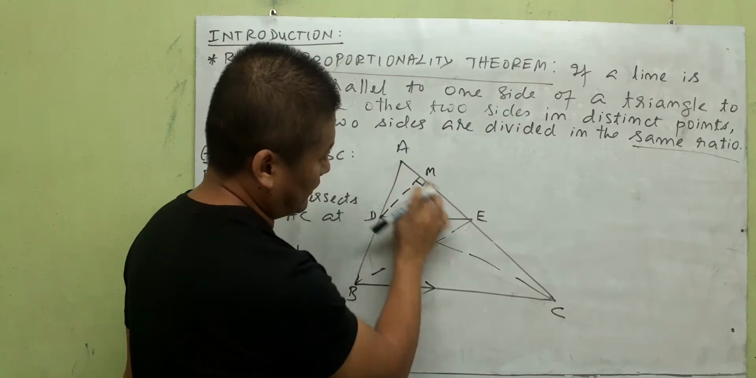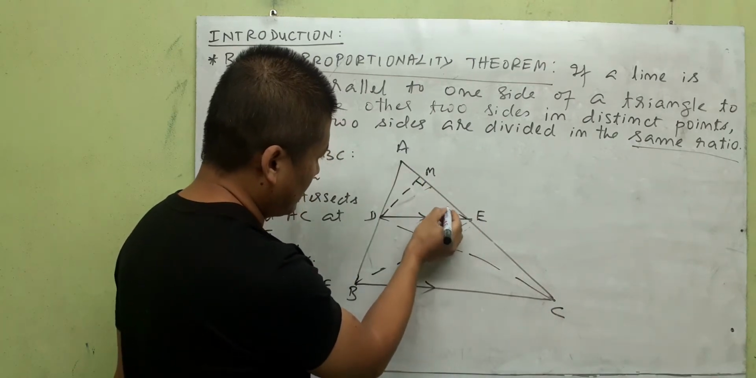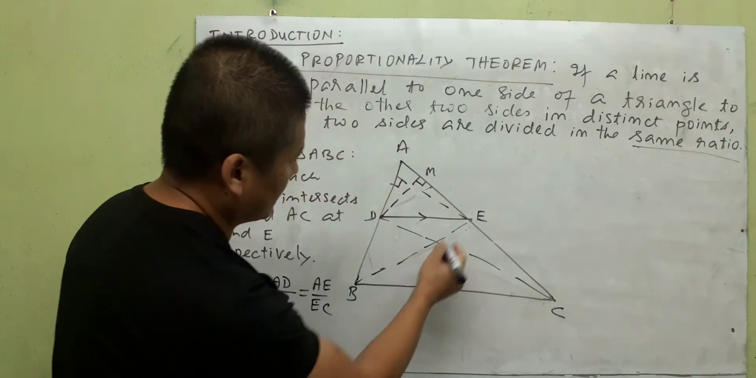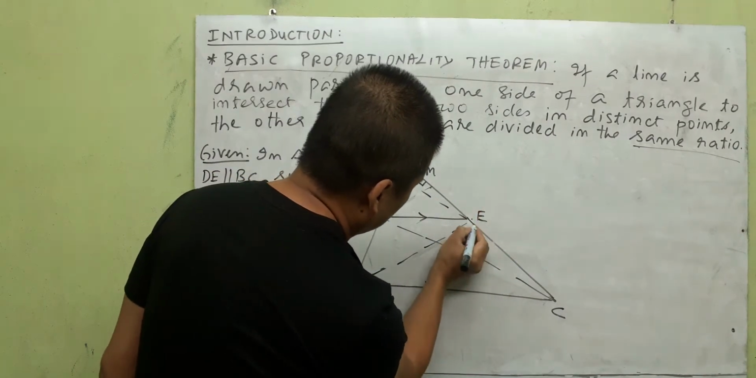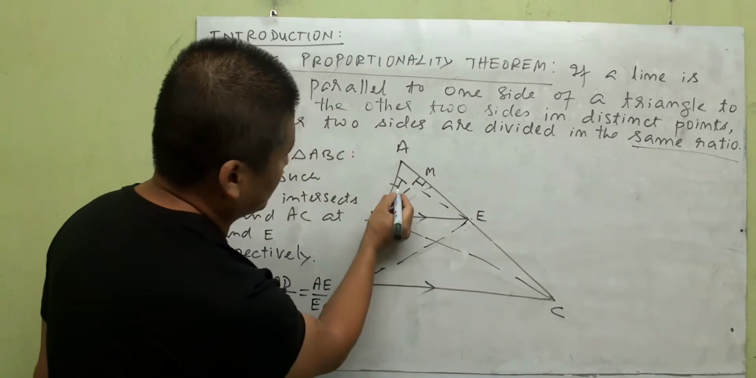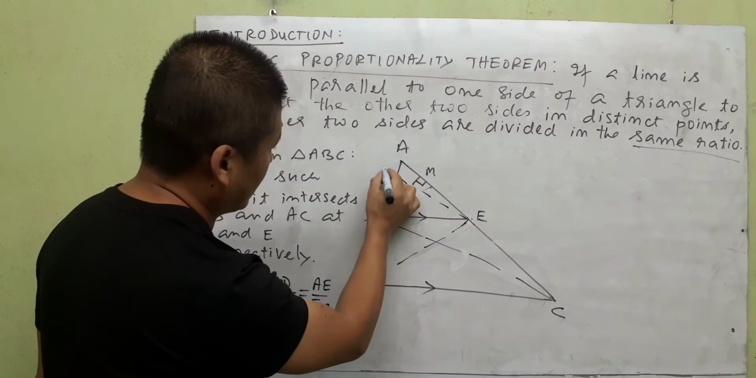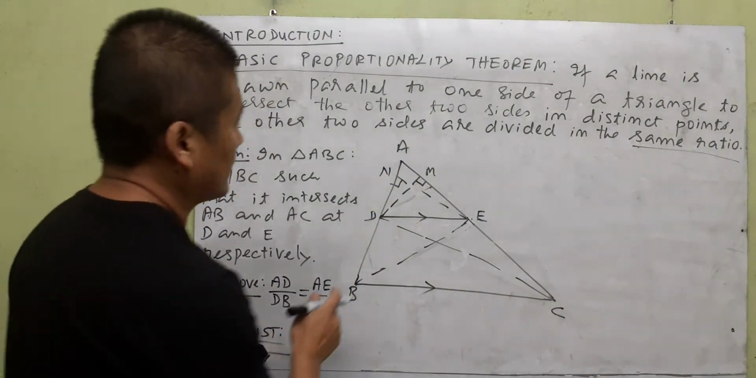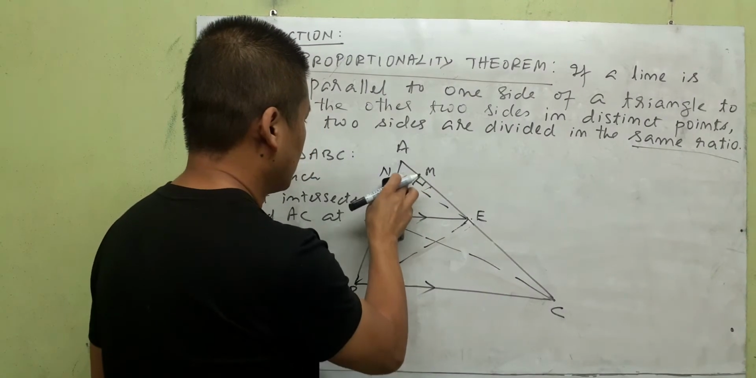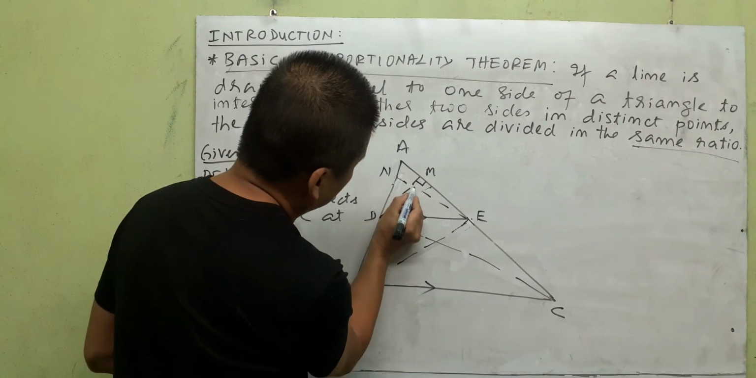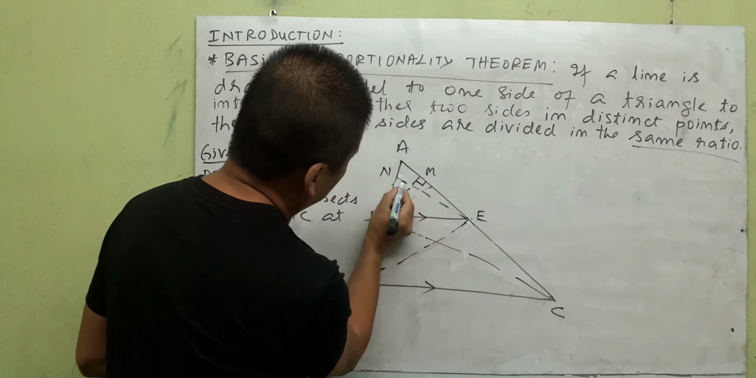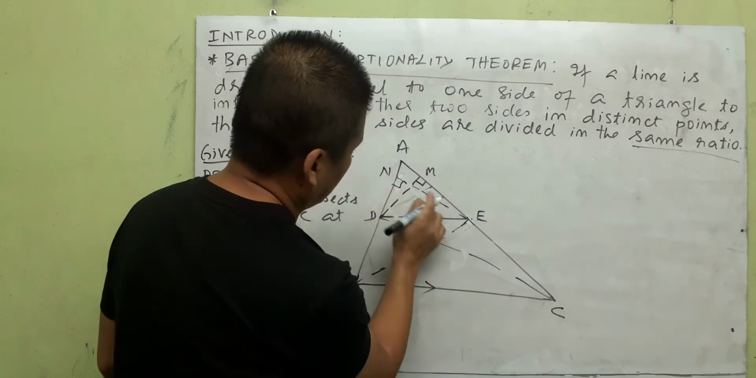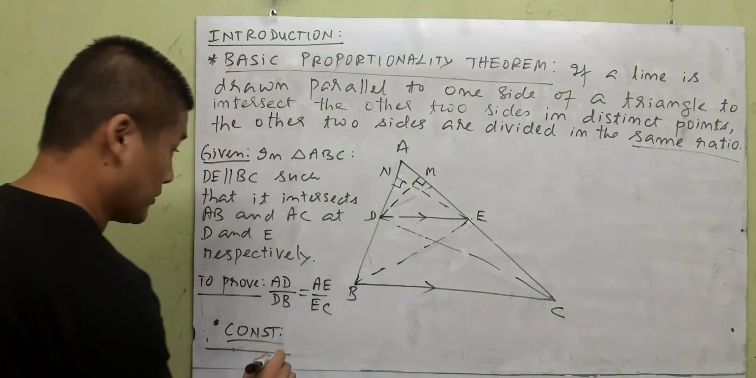So DM perpendicular to AC, and from here let us draw a line perpendicular to AB. So EN, let us say, whatever, we have used MN. So with this line perpendicular to AB, and this line perpendicular to AC. So let us do that.